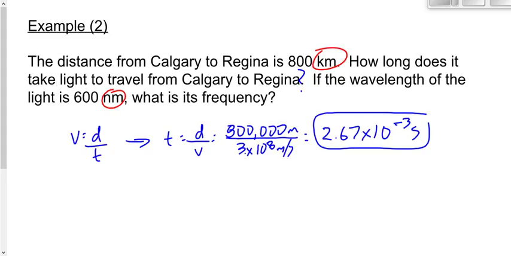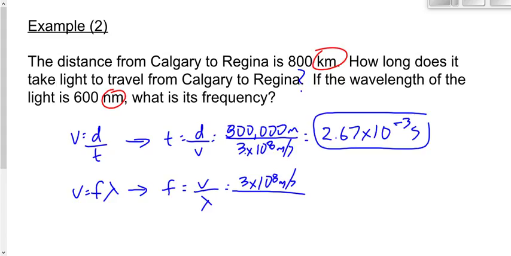Now we want to find the frequency. We're going to say v is equal to f times lambda. Rearrange this to solve for f. This is the wave equation that we learned last year and looked at yesterday as well. f is equal to v over lambda. The speed is, once again, 3 times 10 to the 8 meters per second. Doesn't matter what kind of EMR it is. And the wavelength here is 600 nanometers. Don't try to move the decimal place over here. Just make it 600 times 10 to the minus 9 meters. When we do that, we get 5.00 times 10 to the 14 hertz.